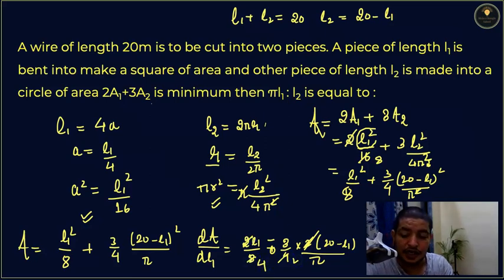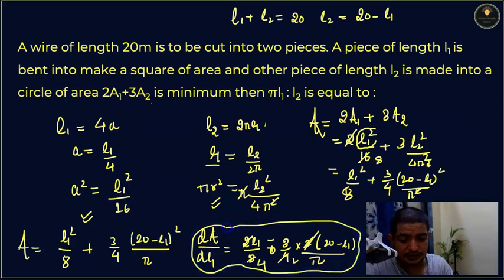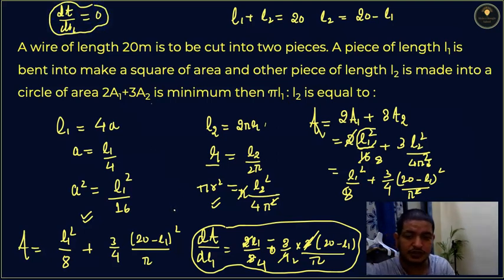Now this is the important thing. Whenever we have to find the minimum or maximum value, we write dA by dL1 equal to 0. Last but not the least, you have to set dA by dL1 equal to 0 for finding the minimum value. You just have to write it like this. So let's find this one.